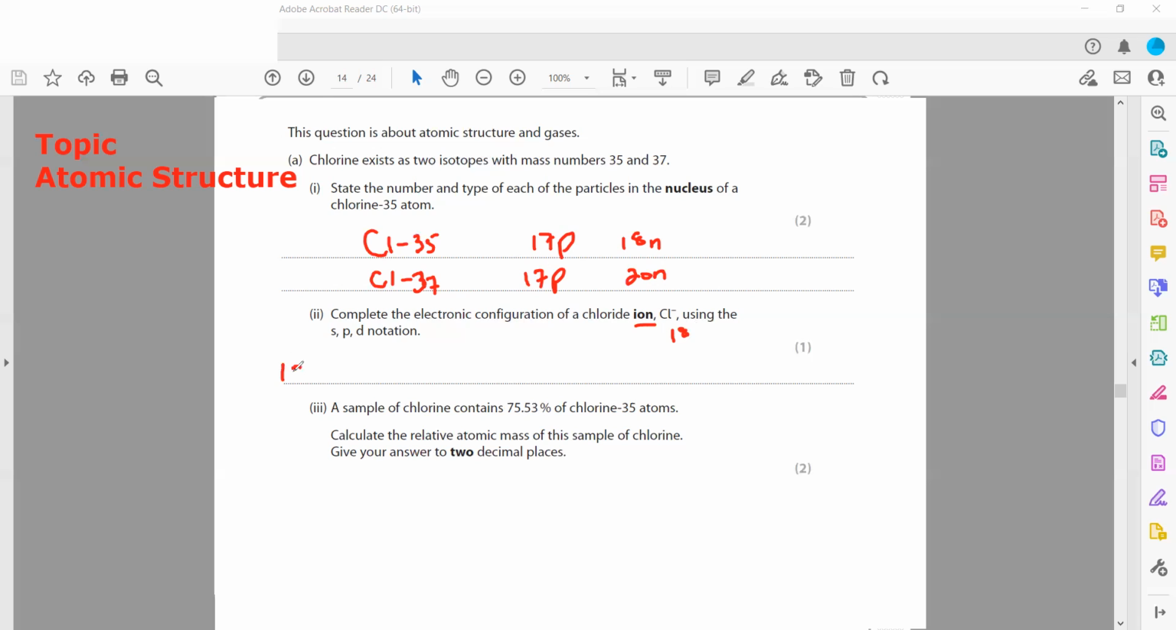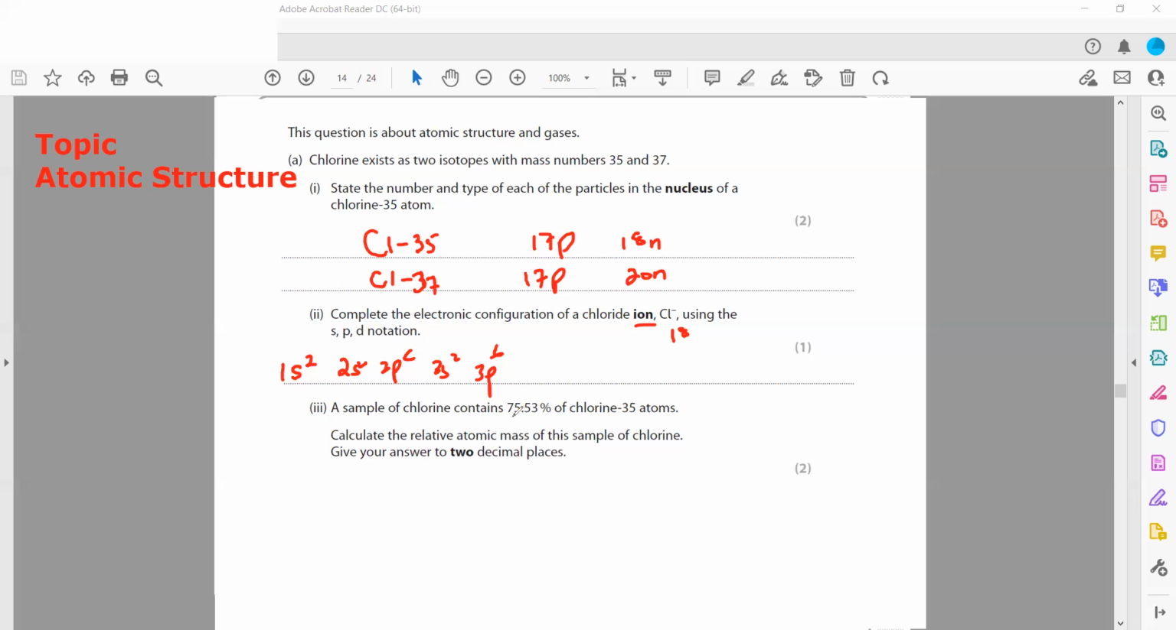So we have to arrange 1s2, 2s2, 2p6, 3s2, 3p. Till now we have arranged; 3p can have a maximum of 6 electrons, so 3p6, and the total will be 18. Because it's a chloride ion, it will have 18 electrons. If it was a chlorine atom, then 17 electrons would be there.